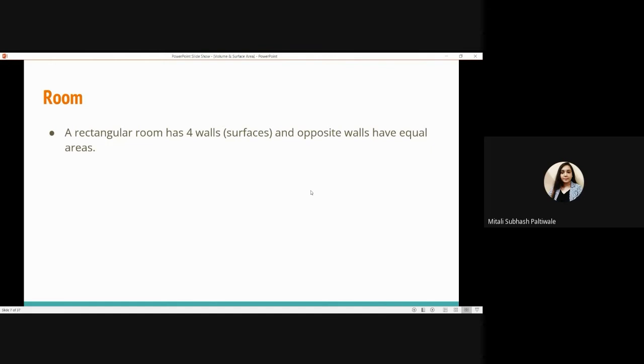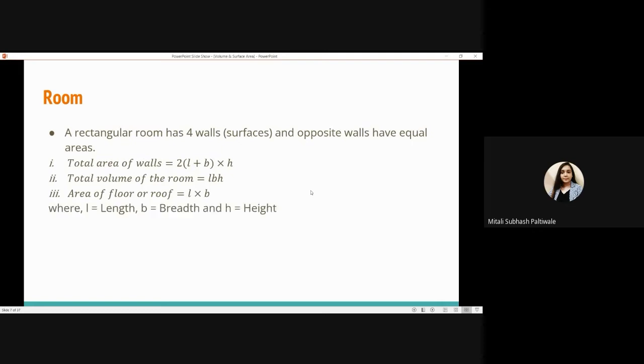Before that, one more thing, there is surface area, so the total area of the walls would be equal to 2 into (L plus B) into H. This is the total area. Now the total volume of the room will be equal to L into B into H, that is length into breadth into height. The area of the floor or roof will be equal to L into B, which is length into breadth. Here L is length, B is breadth, and H is height.